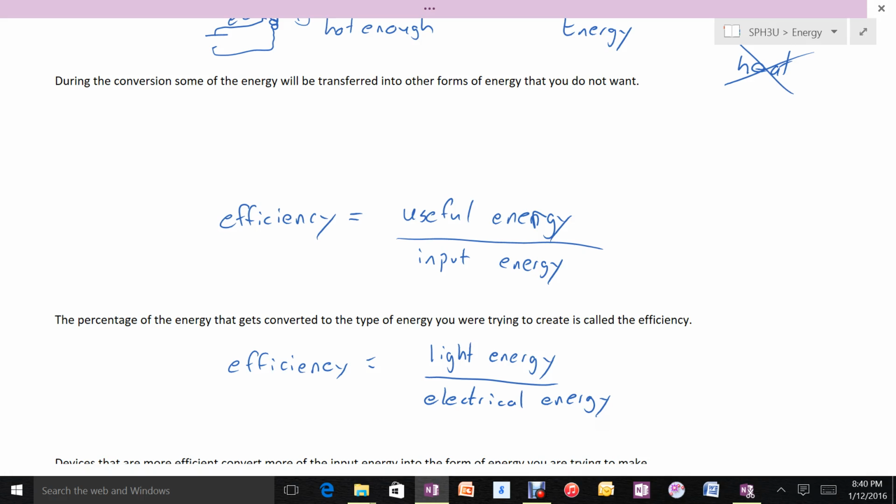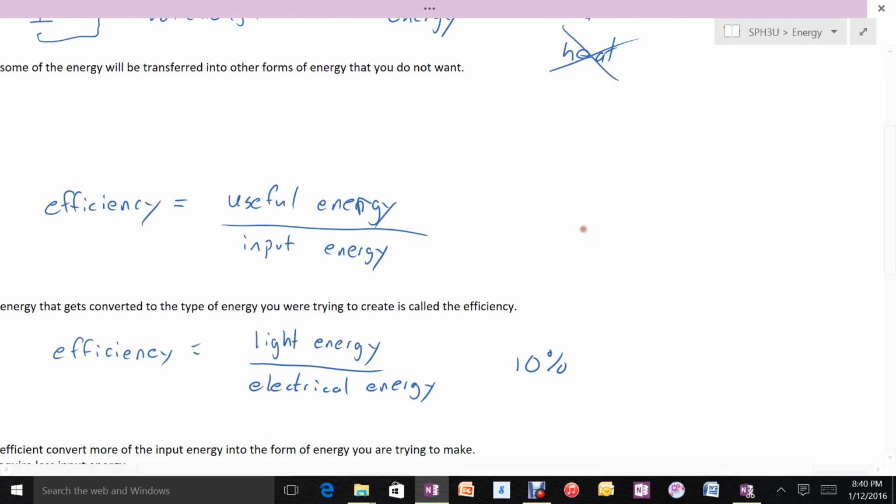So we might say that a light bulb, for example, is something like 10% efficient. What that would mean is for every 100 joules of electrical energy that went in, we got 10 joules of light energy. So 0.1 is the ratio, the efficiency, but expressed as a percent, that's 10%.